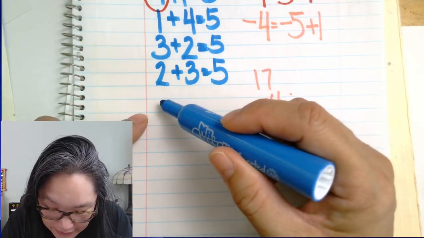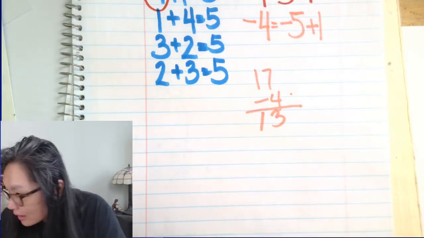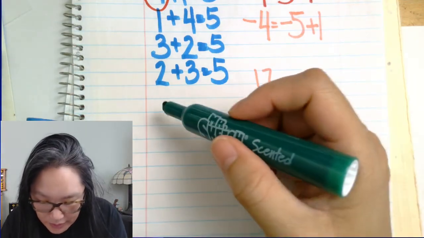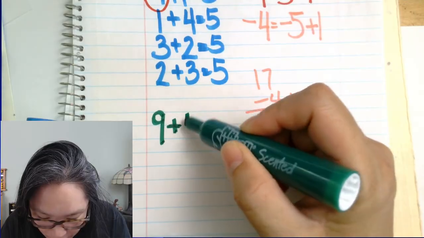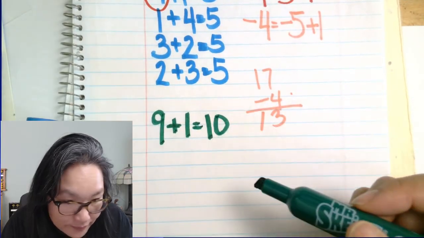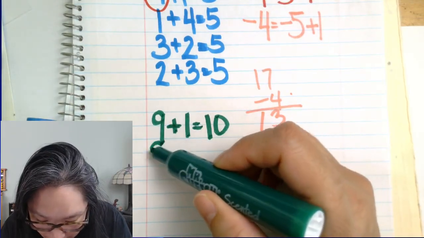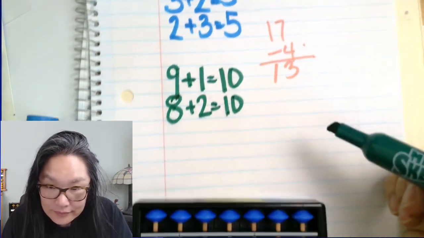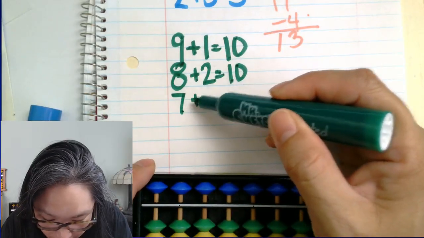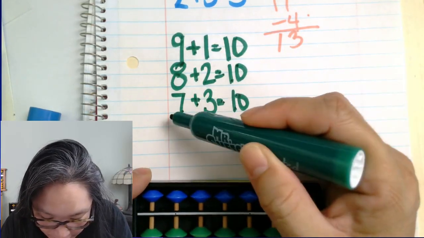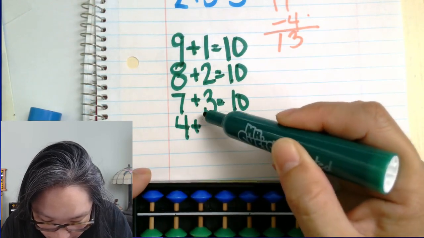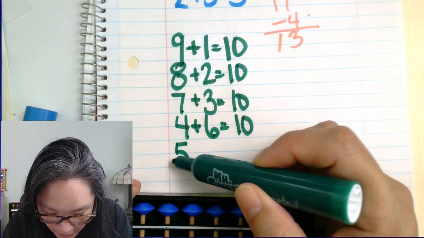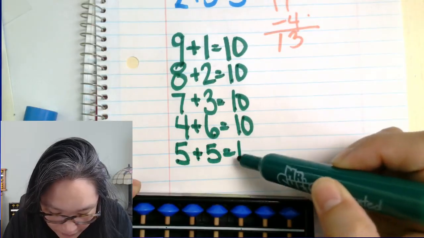So we have the first number I'd probably do. I like colors. Do we do 9? So we do 9. 9 plus 1 is equal to 10. What's next? 8 plus 2 is equal to 10. We have 7 plus 3 is equal to 10. 4 plus 6 is equal to 10. I do both ways. And then the last one is 5 plus 5 is equal to 10.